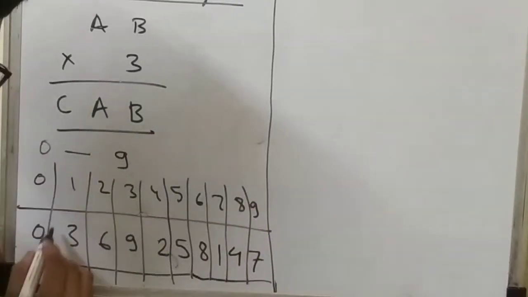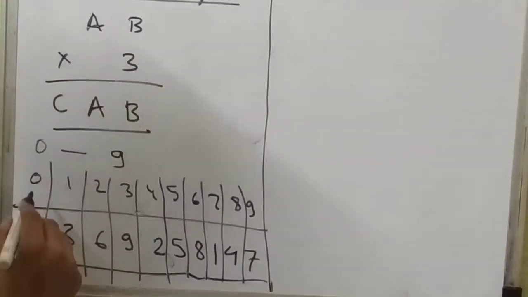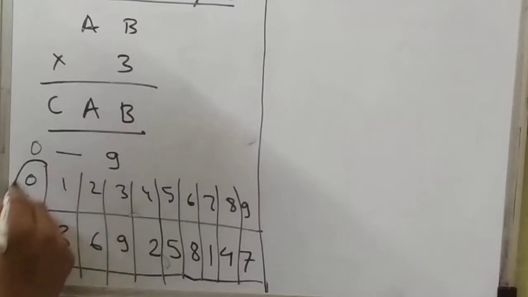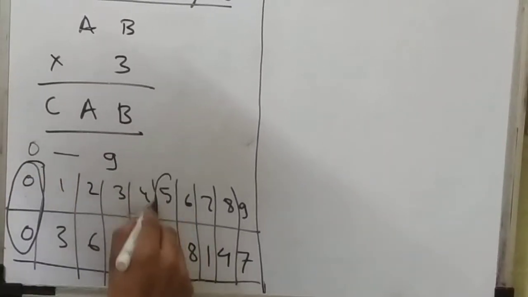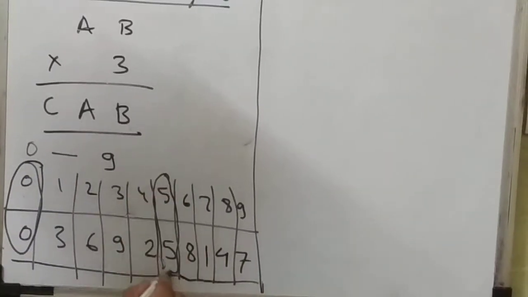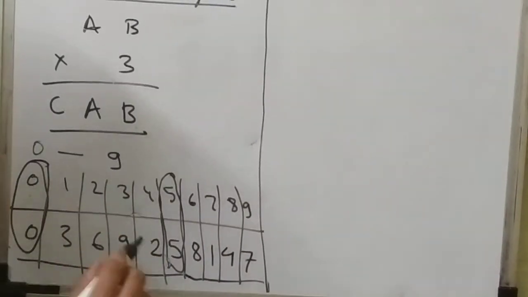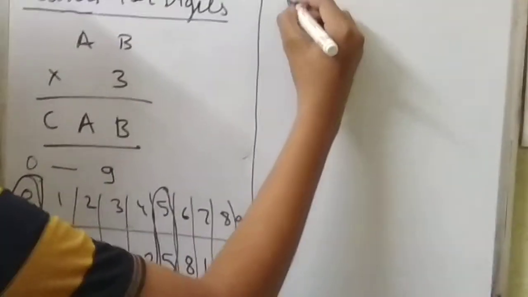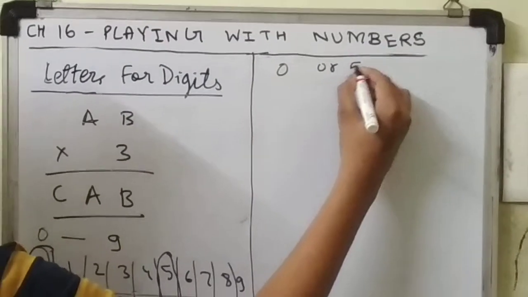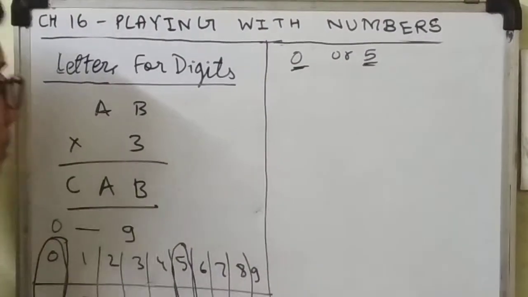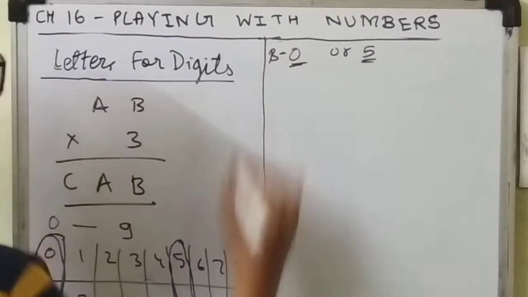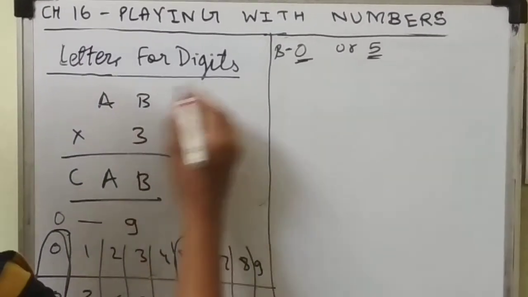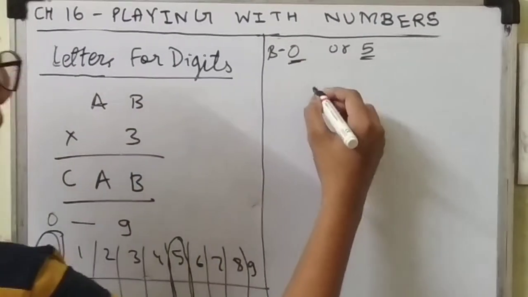Now see here. Now find out such possibilities where these and these are equal. This one and this one. Is there anyone same with this? No. That means our answer can be 0 or 5. Okay, for B, now let's consider B as 0.